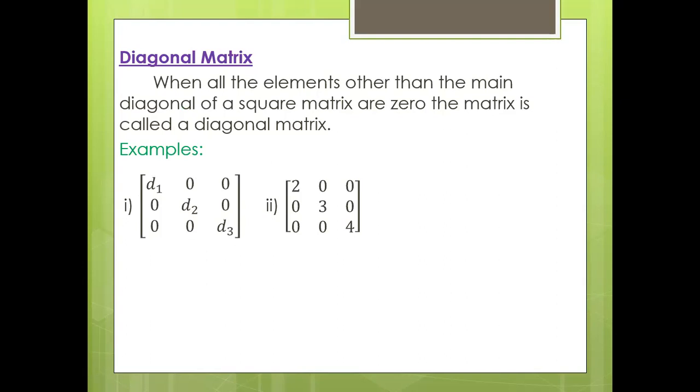Diagonal matrix. All the entries other than the main diagonal are 0. This is the main diagonal. Here, other than the main diagonal, the upper diagonal and lower diagonal elements are 0. It's called a diagonal matrix.